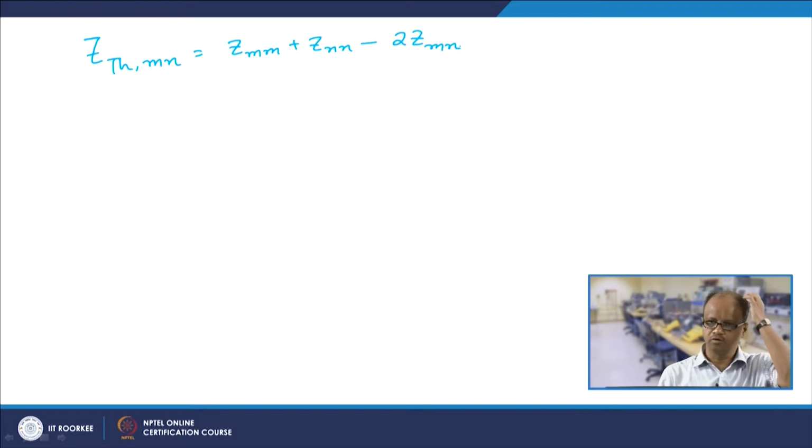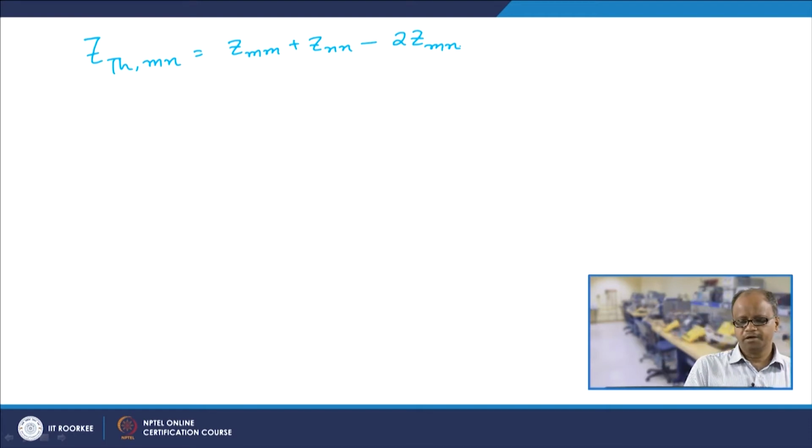So, just to recapitulate, we said that Z equivalent between M and N is Z M M plus Z N N minus 2 Z M N. So, this we have already seen.